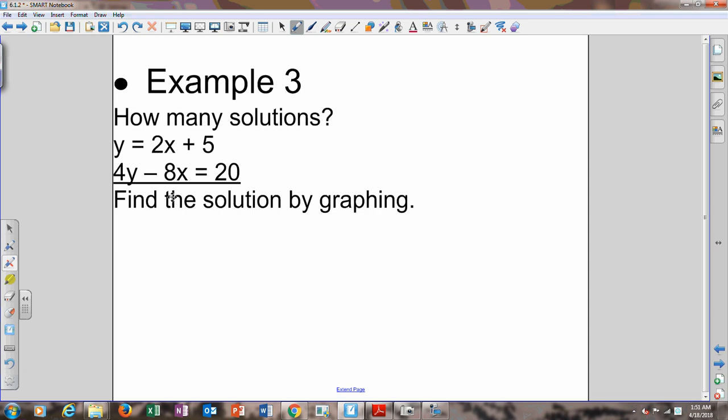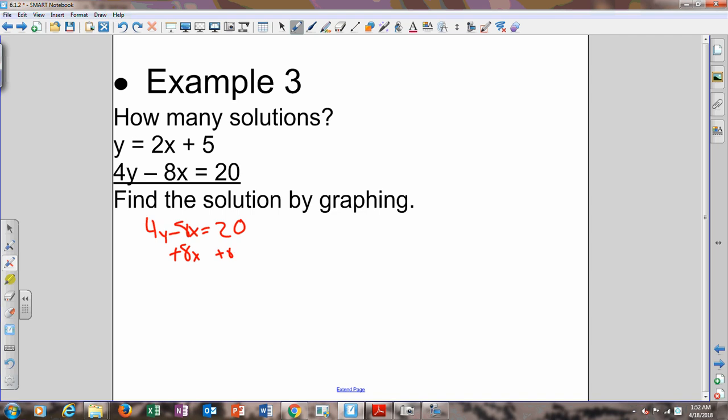All right, this one, how many solutions? Now don't get caught up. Y is not by itself yet. So you have to get y by itself. So it's 4y minus 8x equals 20. And there's some of these on your homework tonight.